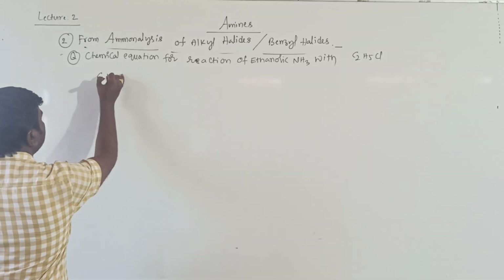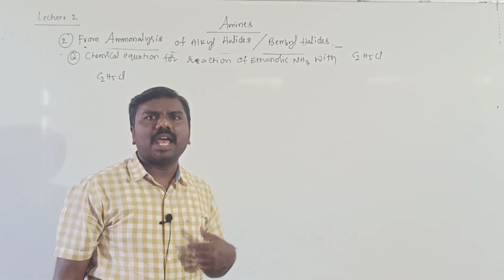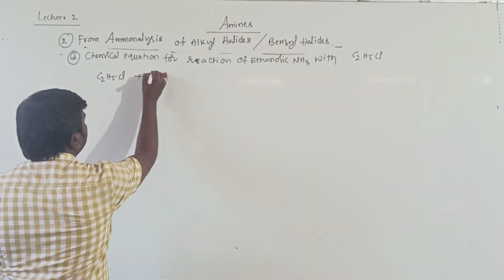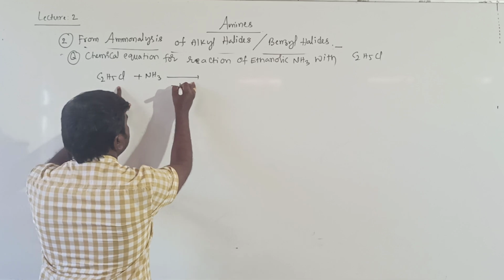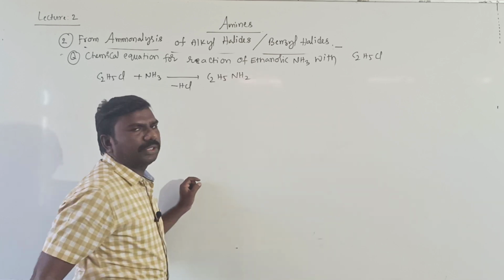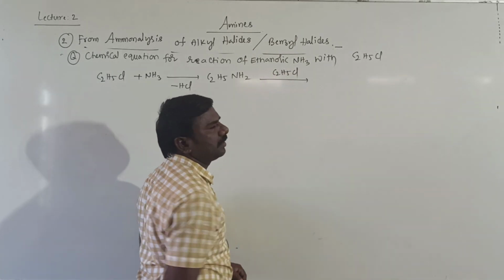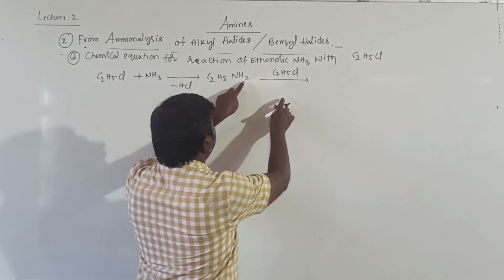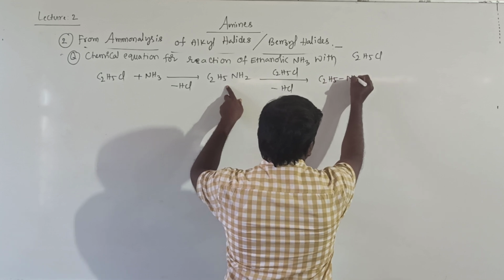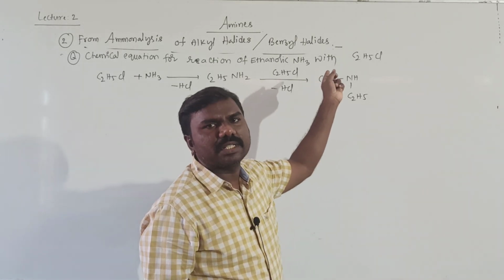In C2H5Cl, in place of the alkyl group they have taken C2H5, and the halogen is Cl. That's why ethyl chloride, an alkyl halide, is treated with NH3. H and Cl are removed, then you will get C2H5NH2. Then again treated with C2H5Cl, again H and Cl are removed as HCl, then it forms C2H5NH, and one more C2H5 is added in place of hydrogen.